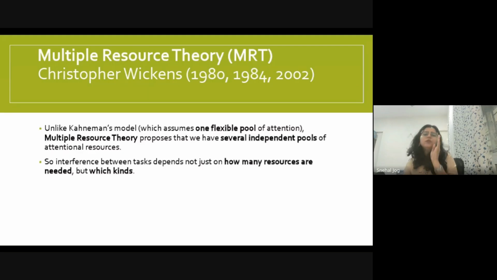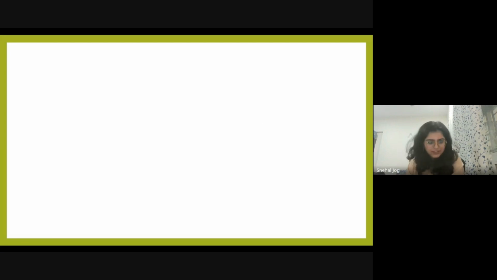Okay. So these are basically the dimensions of attention according to Wickens. He said instead of there being one pool of attention, we're looking at several independent pools. And what are these independent pools? There is stage of processing, there is input modality, there is code of processing, and there is response type. Okay.